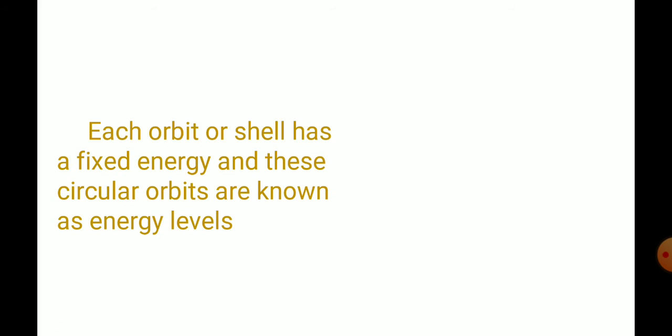It says that each orbit or shell has a fixed energy. For every shell or orbit, there corresponds a particular energy, and so these orbits or shells can also be called energy levels. So energy levels is another name given to orbits.